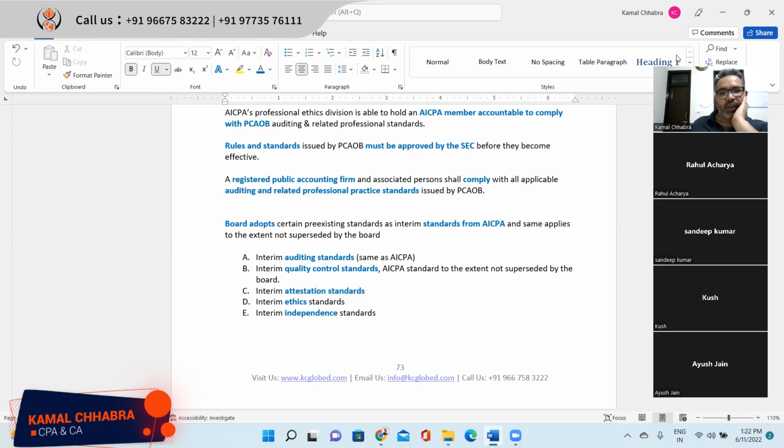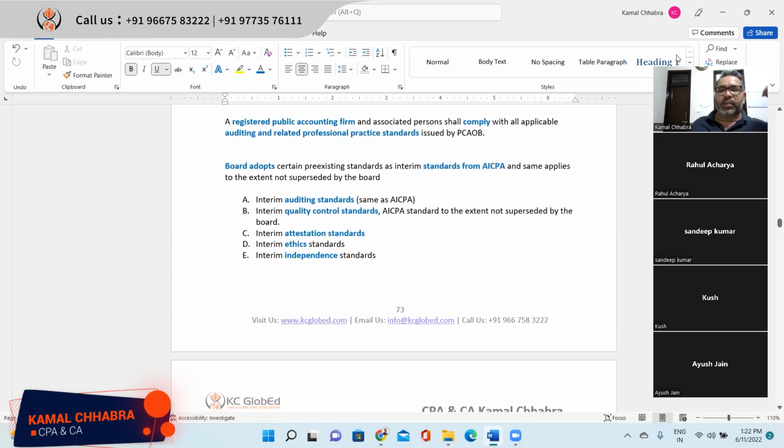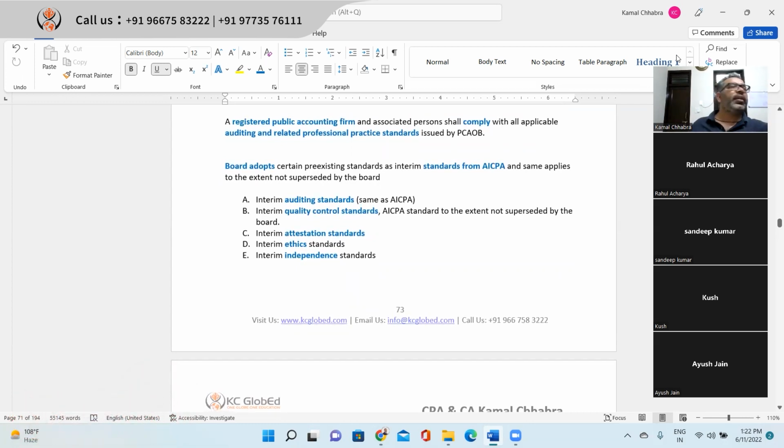A registered public accounting firm and associated persons shall comply with applicable auditing and related professional standards issued by the PCAOB. So all the CPAs in a public accounting firm who are conducting audit or attestation services need to follow PCAOB rules, regulations, and professional standards for the practice. The Board adopted certain pre-existing standards as interim standards from the AICPA, and they apply to the extent not superseded by the Board.